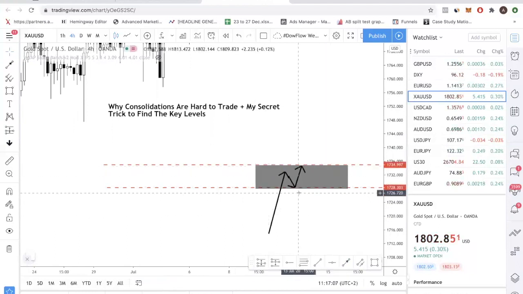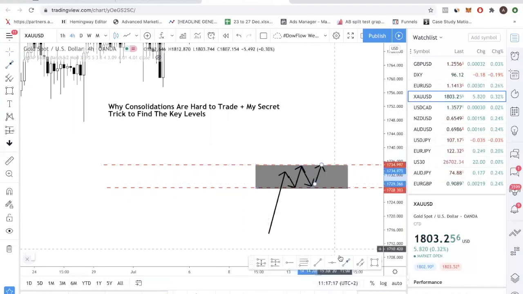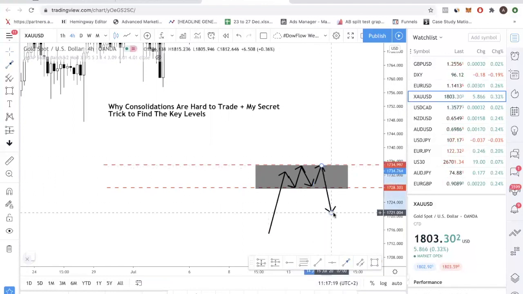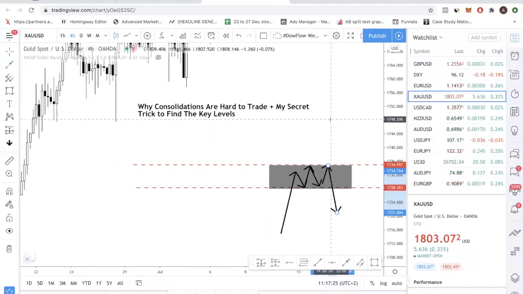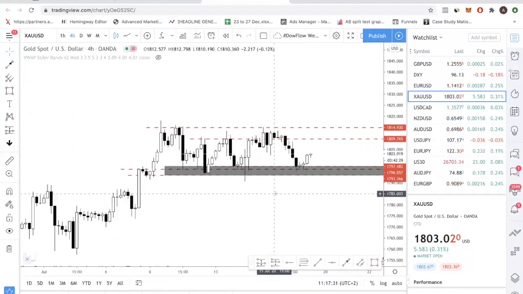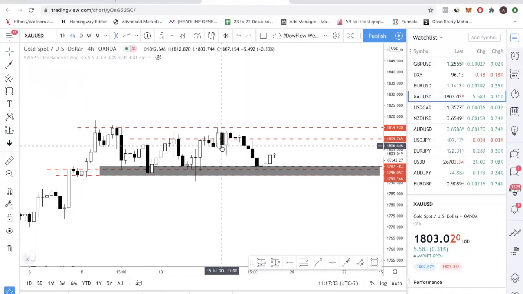Remember that support and resistance is always a zone. It's never a singular level. So in this case, gold did something like this, right? And finally, when it decided to break down, there was the entry. I would have entered somewhere around here, when price has broken out of the region of resistance. So let me show you in the charts. In this case, it would have been somewhere here.